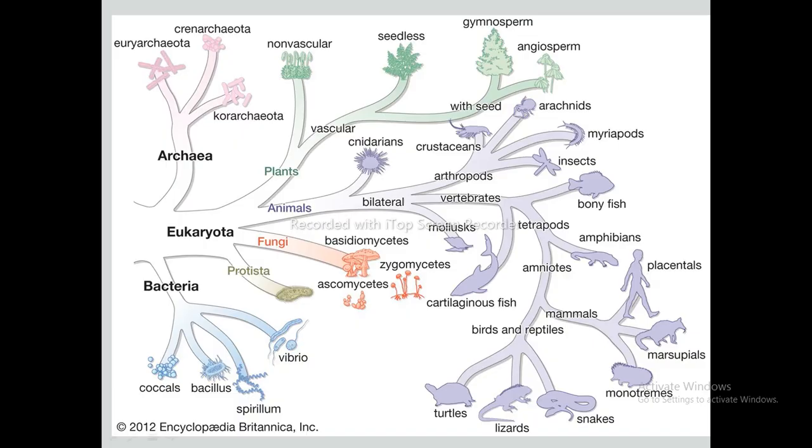So here is a diagram from Encyclopedia Britannica showing the classification, showing the evolution of organisms. So after this we are going to classify some plants and some animals.